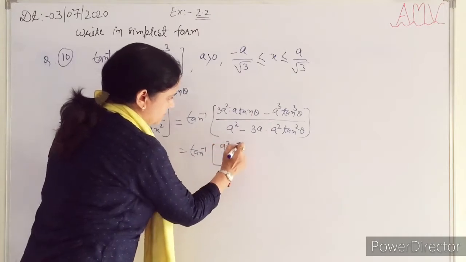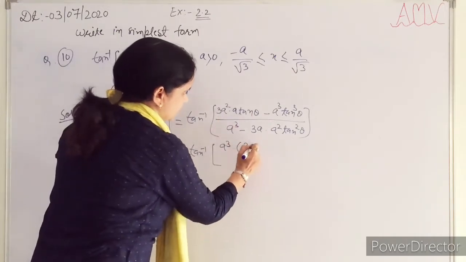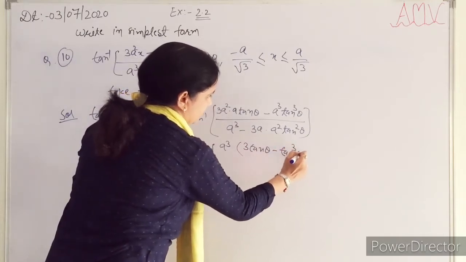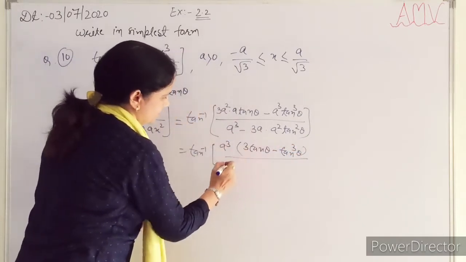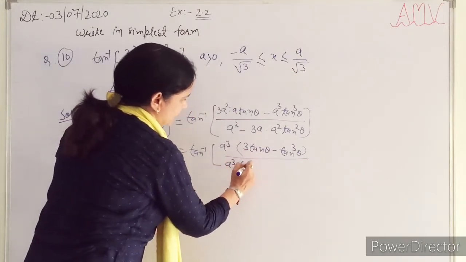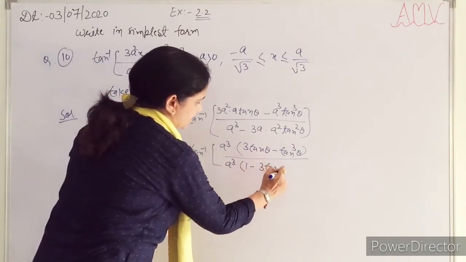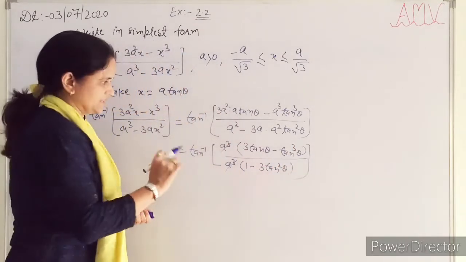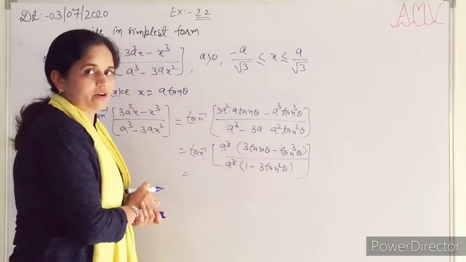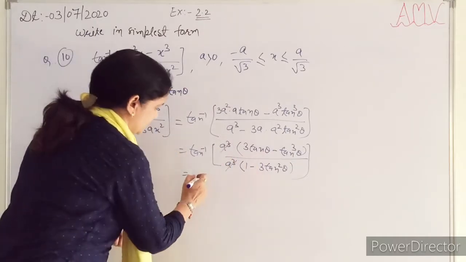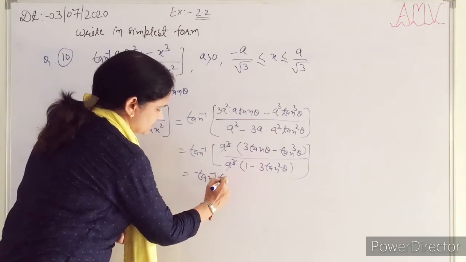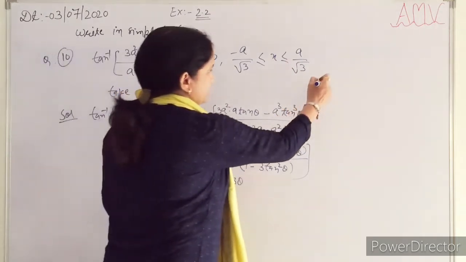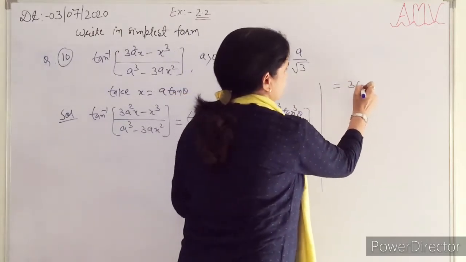So a cube take common, it is 3 tan theta minus tan cube theta, and in the denominator a cube take common, we will get 1 minus 3 tan square theta. Tan a cube cancels, and it is the formula of tan 3 theta. So we will get tan inverse tan 3 theta. Tan inverse tan 3 theta gives only 3 theta.